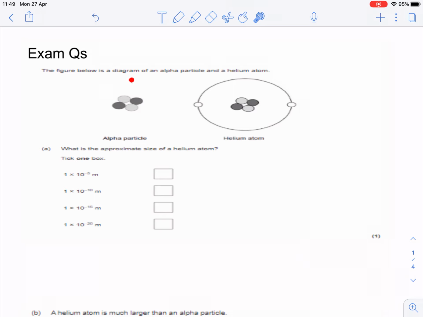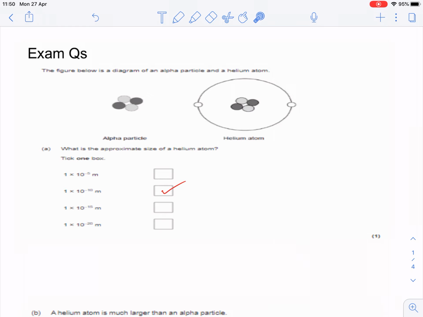The figure below is a diagram of an alpha particle and a helium atom. So we've got our alpha particle here, we've got our helium atom here. What is the approximate size of the helium atom? So that's this one, not this one. So the answer for this is 1 times 10 to the minus 10.